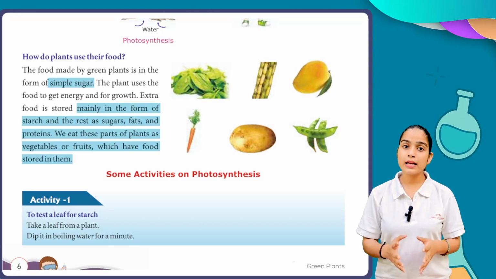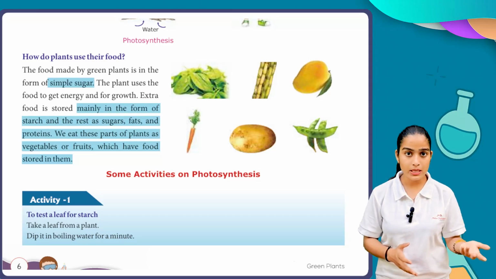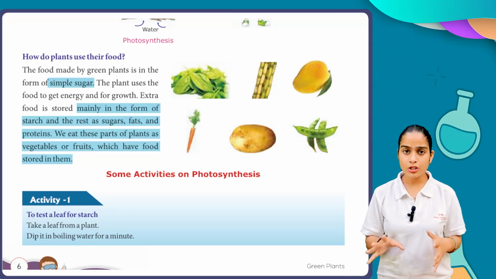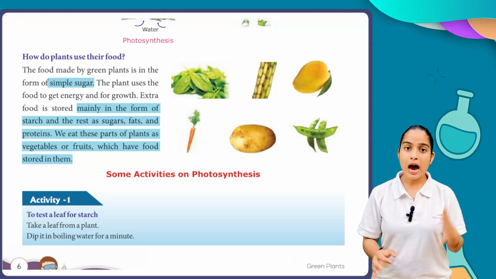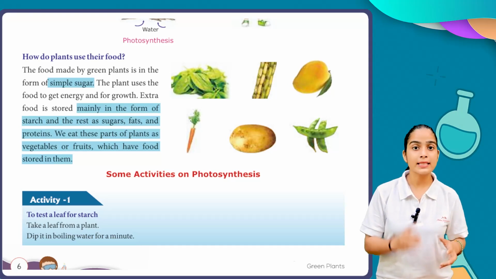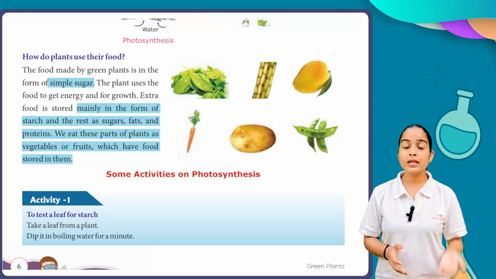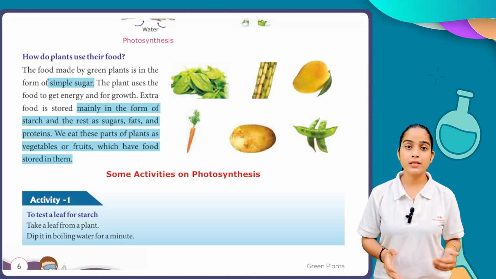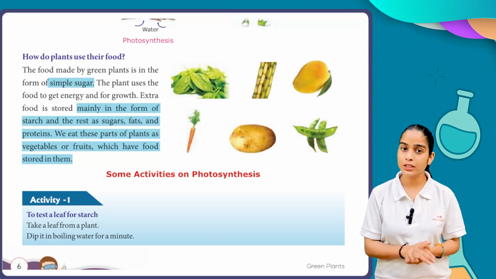So what we understand here is that this food is used by the plants for energy, and it is present in the plants in the form of simple sugar. The food is stored by the plants in different parts of the plants, and this is further consumed by living organisms in the form of vegetables and fruits, the stored food of the plants.